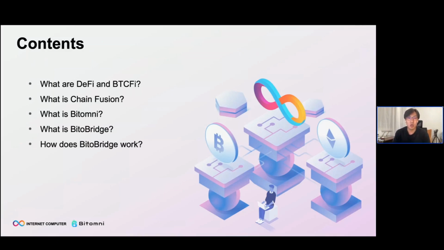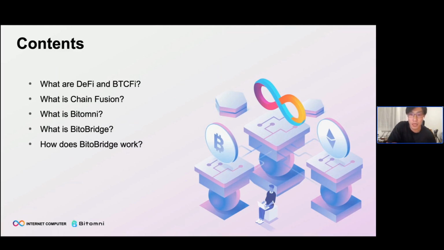The series is structured into 5 different questions. I will try to answer these questions in order to introduce all the concepts and discuss all the details of Chain Fusion, DeFi, BTCFi, what is Bitomni, what is BitoBridge, which is the first step we have, and how does BitoBridge work. We're going to dive into a little bit of tech detail, but not too much, since all the details are explicitly discussed in ICP's documentation. So I won't go into too much detail, and not into the code for sure. But if you are interested in tech details, we can always talk about it after the presentation.